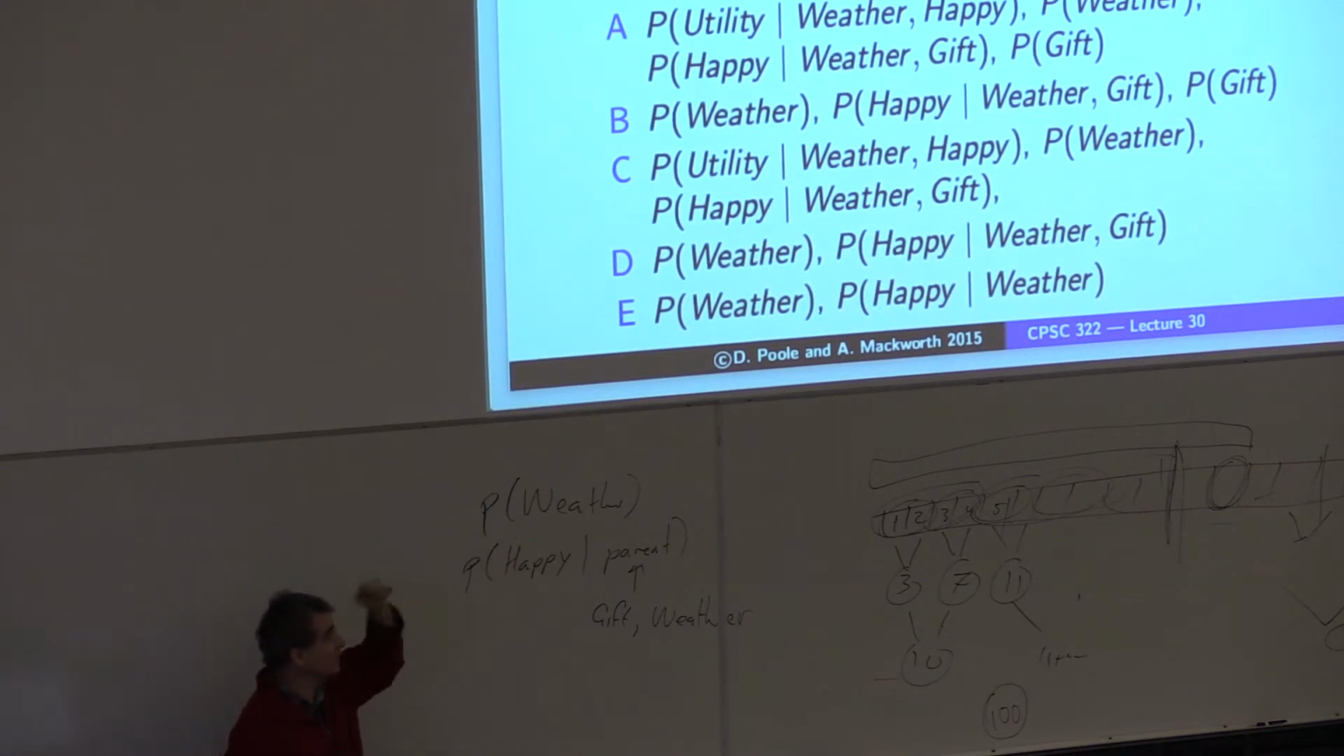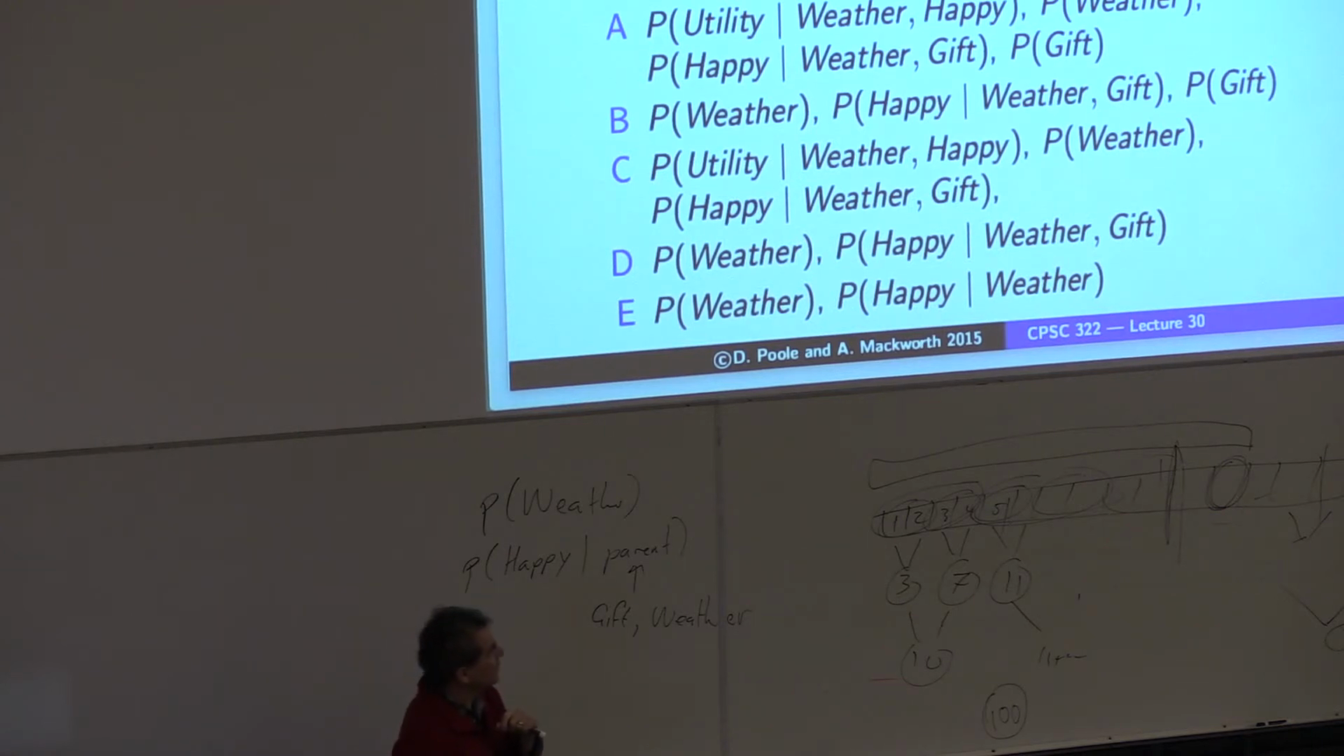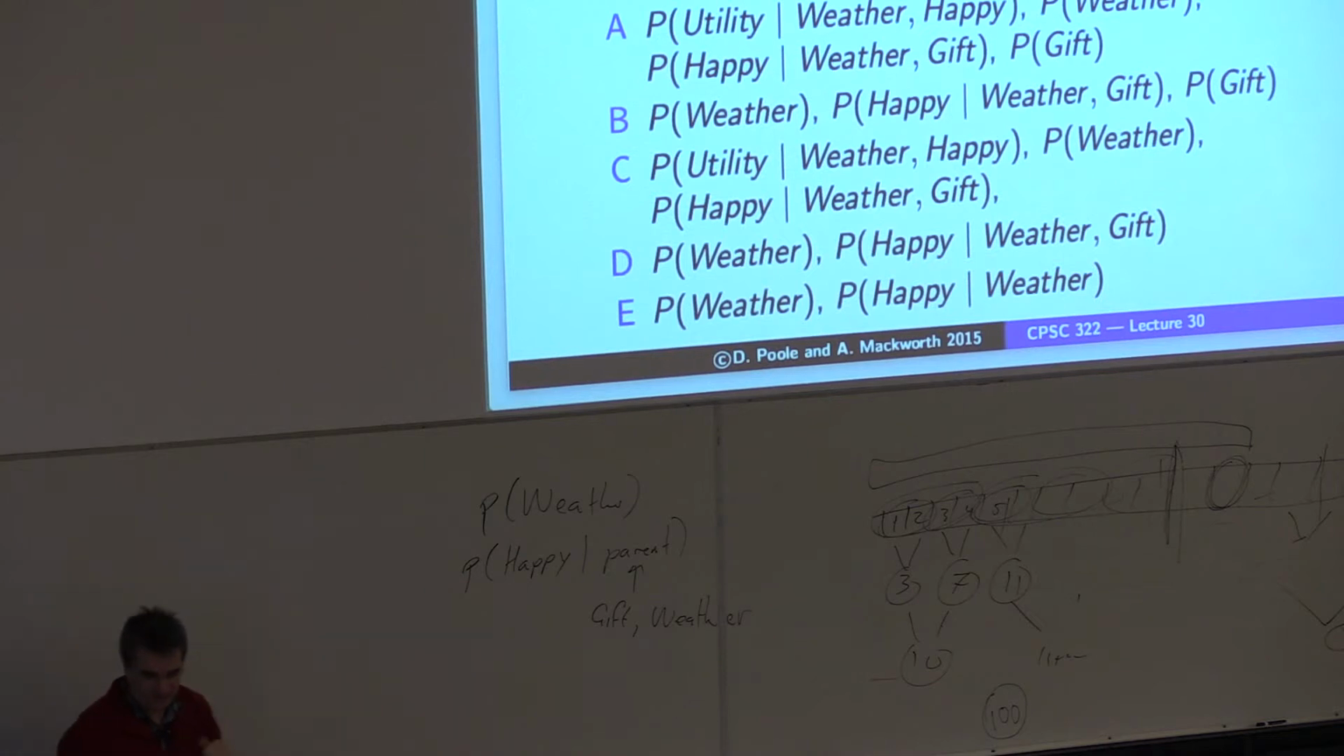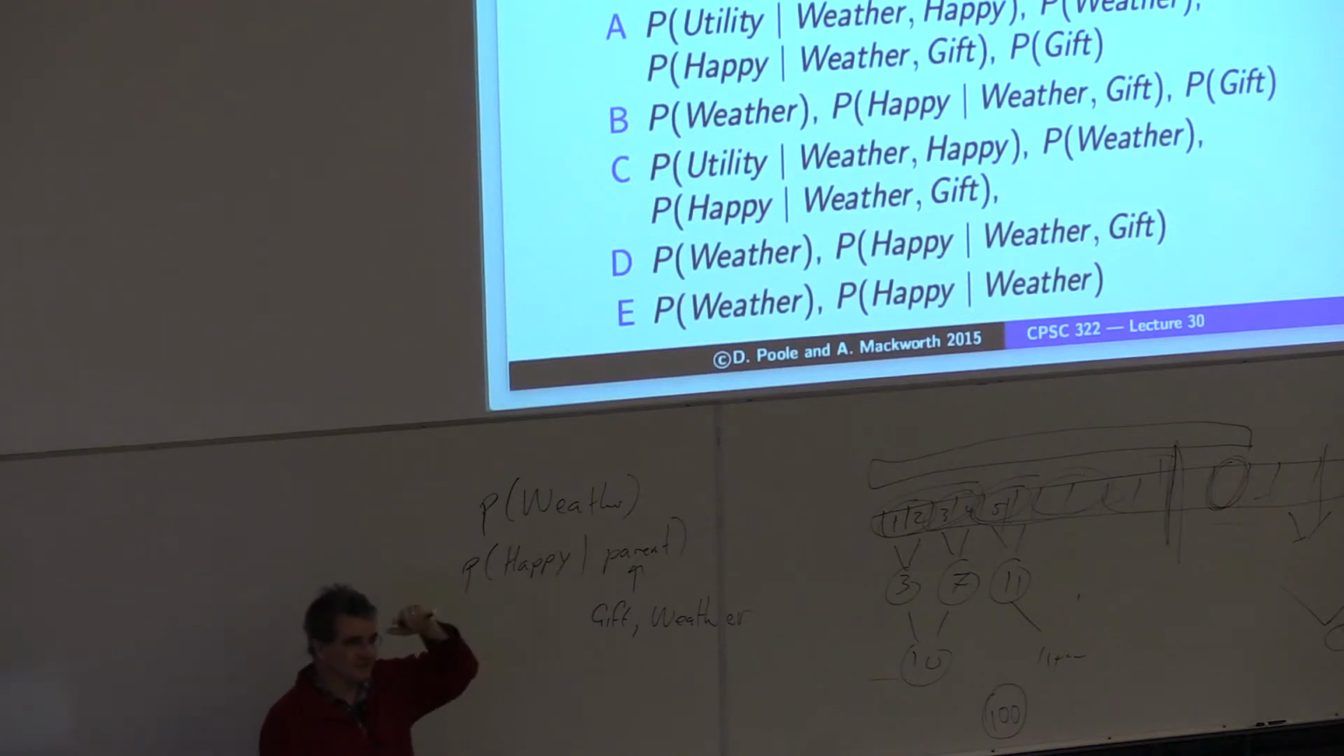Utility is just a function that's going to specify how weather and happy combine to give me a utility. There's no probability of gift. Gift is not something I get to choose the value for. It's not something that has a probability associated. Think about it: nature gets to choose these other things with probability, but I get to choose gift. So there's no probability of gift. Okay, it turns out the answer here is D. There's no probability of utility. There's just a utility function of weather and happy.